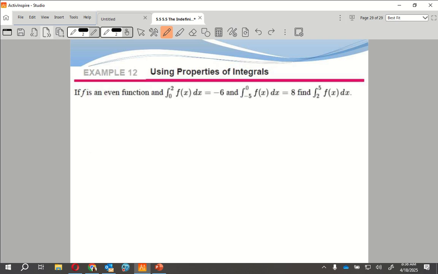Alright. If f is an even function, okay, f is an even function, 0 to 2 is equal to -6. From -5 to 0 is equal to 8, and 2 to 5 is something.